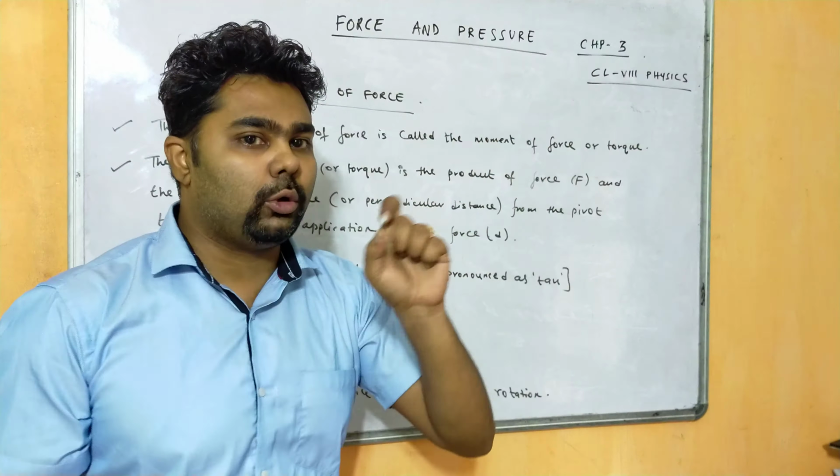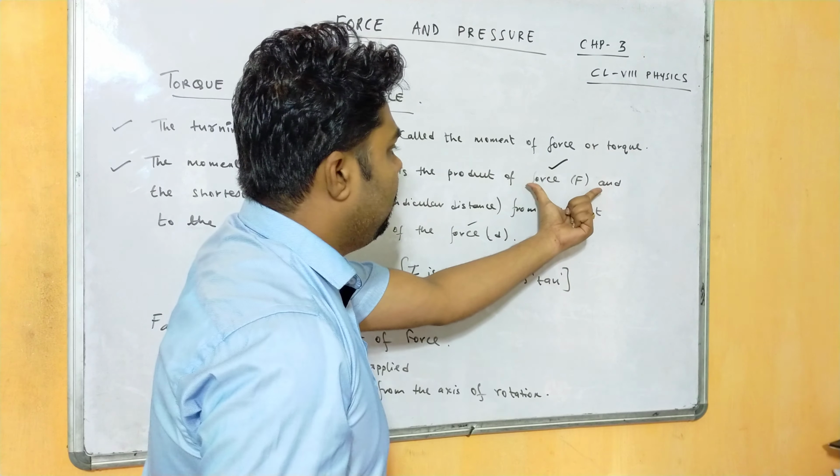Torque can also be defined as follows: the moment of force is the product of force and shortest distance. That means the moment of force, or the torque, depends upon two factors. It depends upon force, that means if you apply more force, the object will rotate faster. And if you apply a force on an object at a large distance from the point of rotation, then also the moment of force will be more. So the moment of force is the product of force and the shortest distance from the pivot to the point of application of the force. That means it depends upon distance and it depends upon force, right?